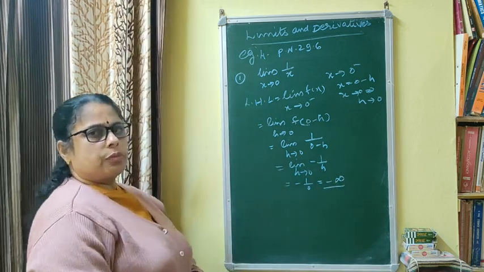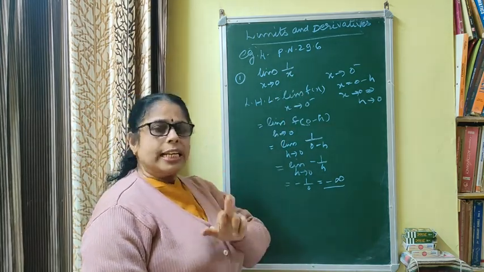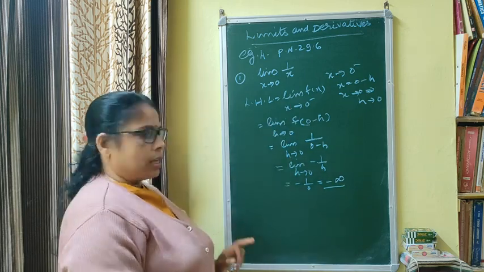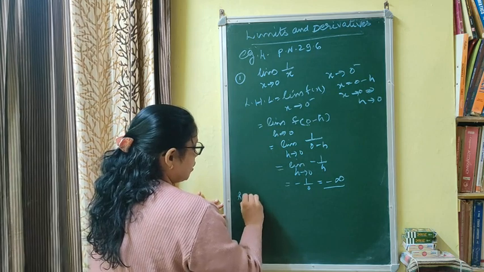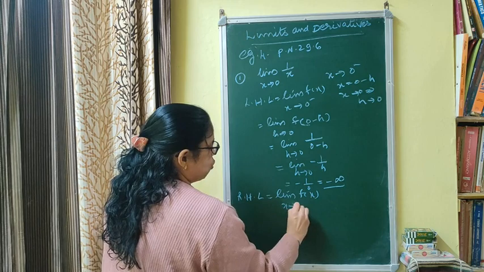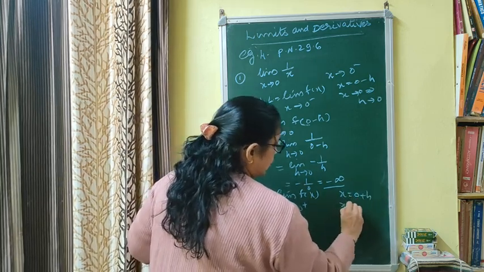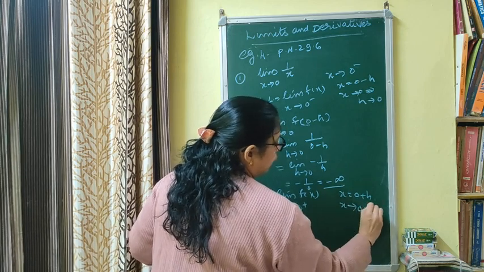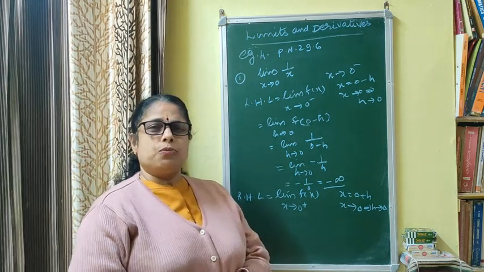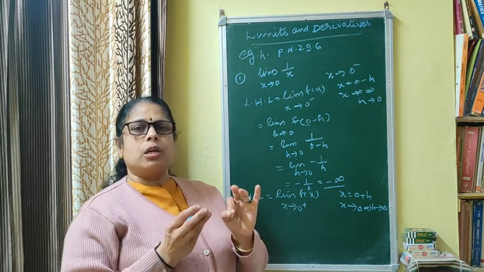Now I'm thinking you are following the method. Since the function is not given in redefined form, you have to apply this h method. Next is RHL. Now RHL is equal to limit f(x) as x tends to 0 plus. 0 plus means x is equal to 0 plus h. As x tends to 0, h also tends to 0. As I told you, h is an arbitrary small quantity in the neighborhood of the given point, which is absolutely nearest to 0.